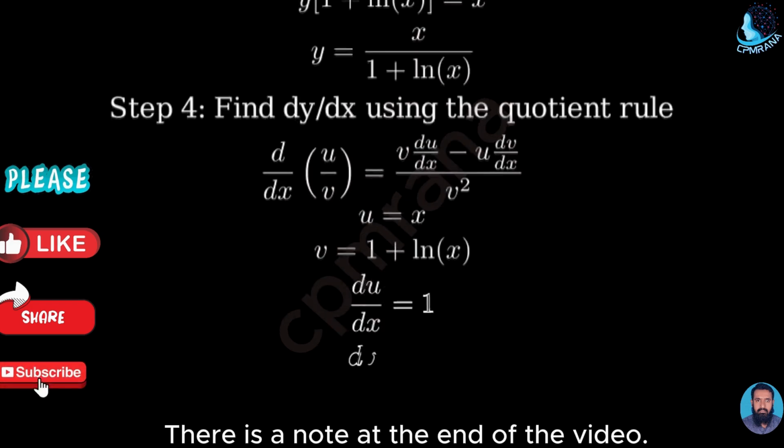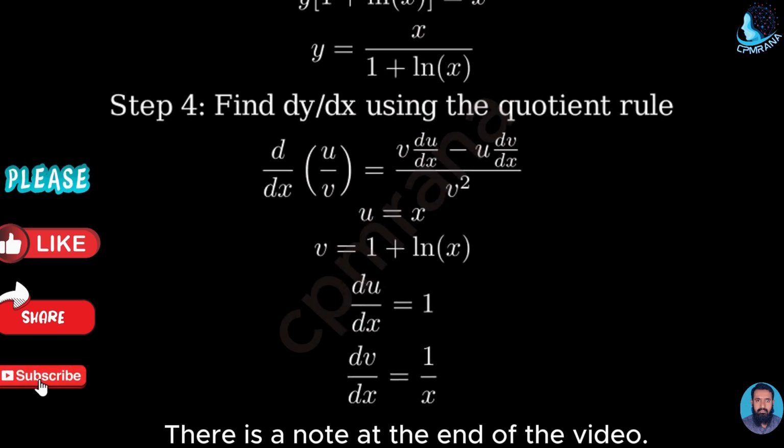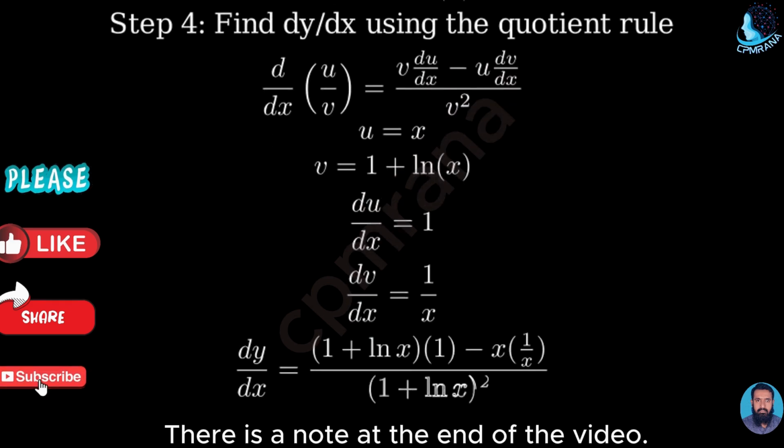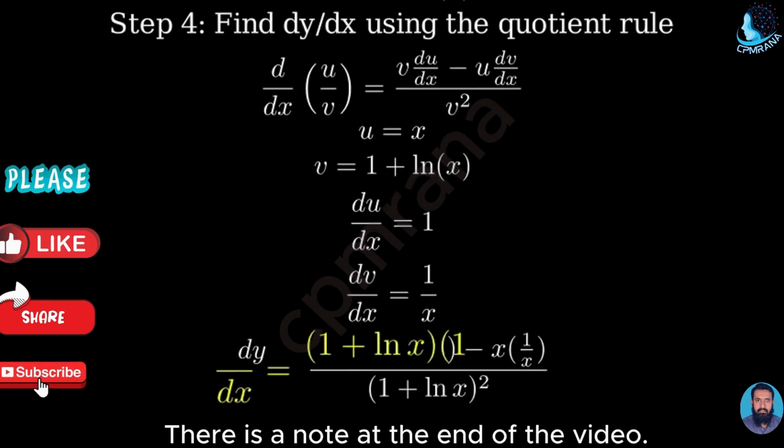The derivative of x is 1, and the derivative of 1 plus ln x is 1 over x. Substituting these into the quotient rule formula, the numerator is 1 plus ln x times 1 minus x times 1 over x. The denominator is 1 plus ln x squared.